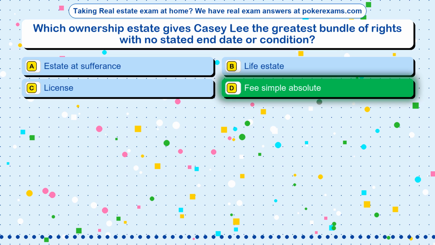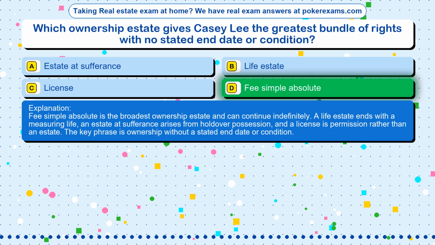The correct answer is option D, fee simple absolute. Fee simple absolute is the broadest ownership estate and can continue indefinitely. A life estate ends with a measuring life, an estate at sufferance arises from holdover possession, and a license is permission rather than an estate. The key phrase is ownership without a stated end date or condition.